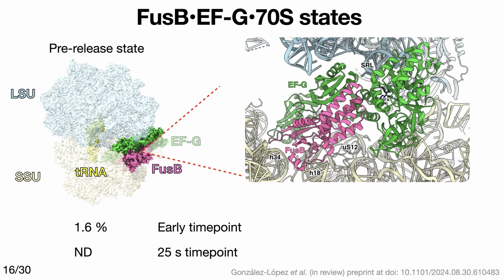And if we look more in detail, you can see here FusB bound to EFG. And this is where fusidic acid would bind. And you can appreciate that FusB has absolutely no direct contact with fusidic acid when it's bound to EFG. And in fact, if we look at the cryo-EM density around this region, there is clear evidence that fusidic acid is still bound in this complex. So even though FusB has bound to EFG, fusidic acid is still present and bound to EFG.